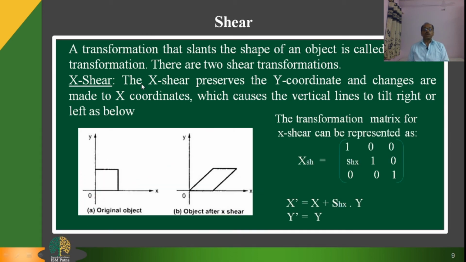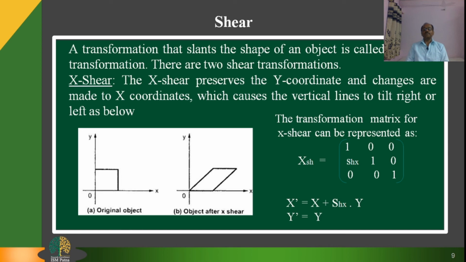Now, we take a look at shearing. Shearing is a method that slants, कहने का मतलब कि तिरछा करता है. Slanting the shape of an object is called the shear transformation.